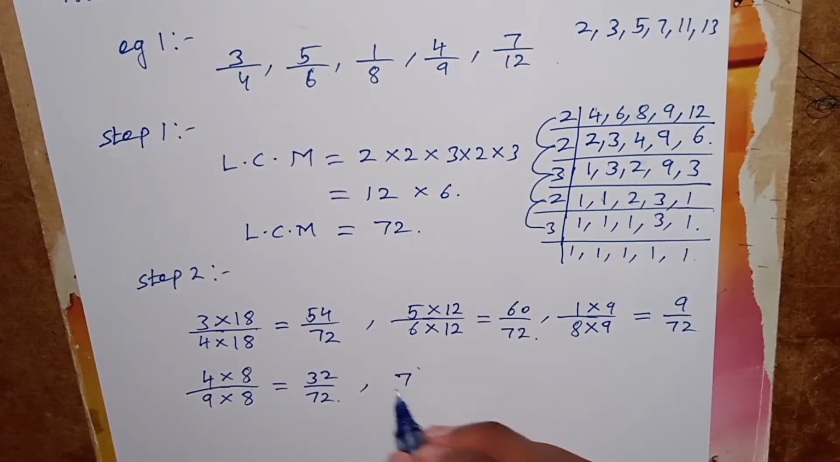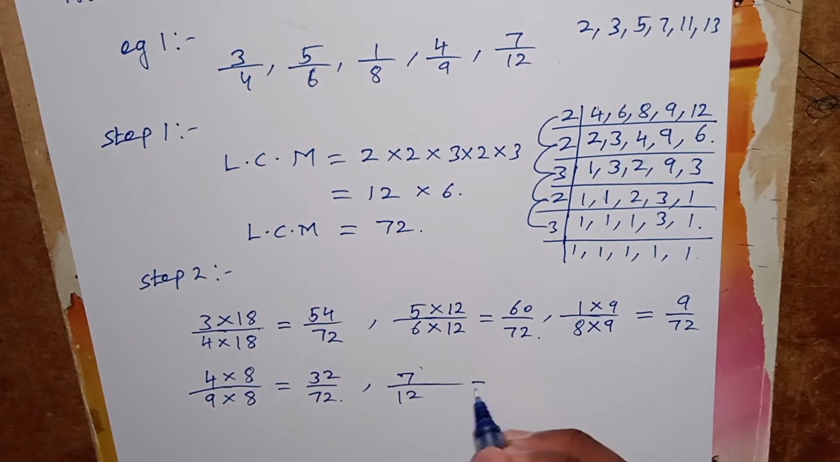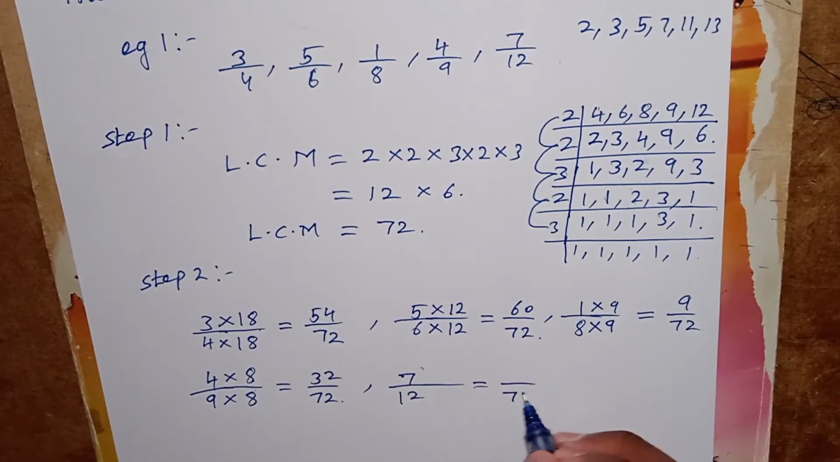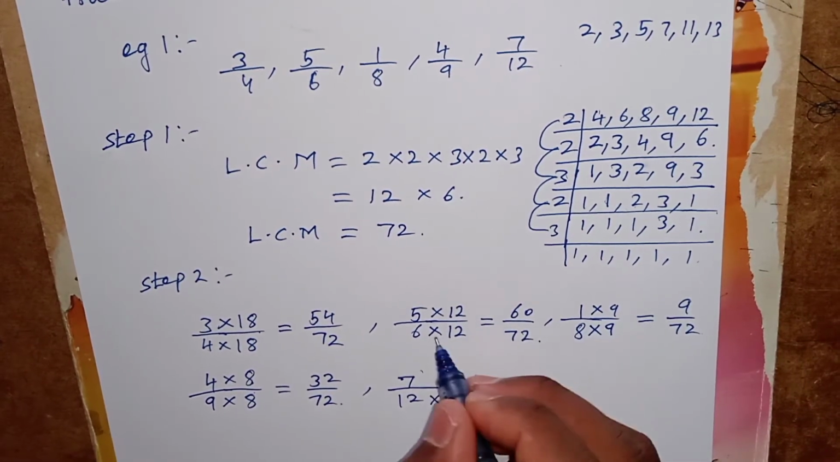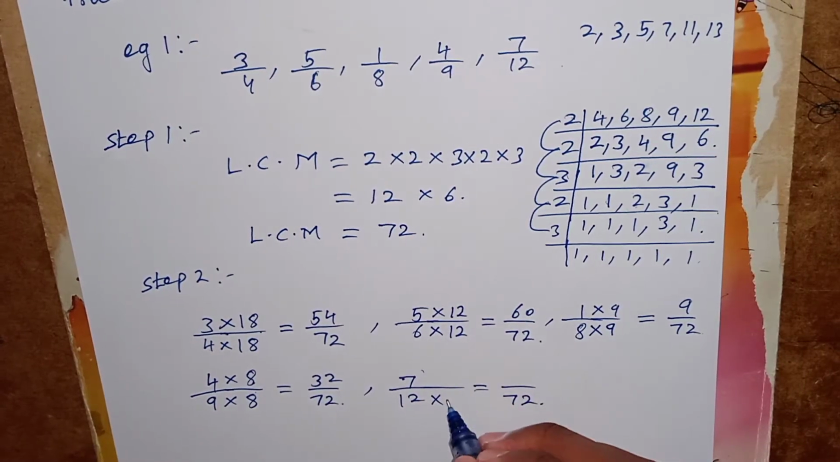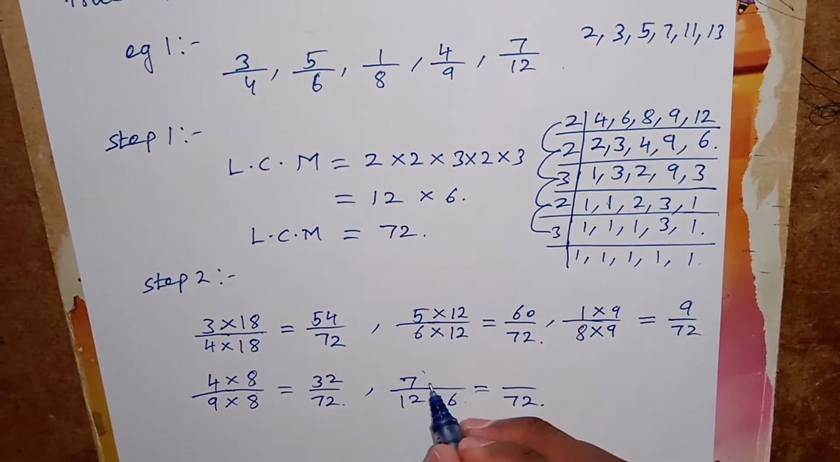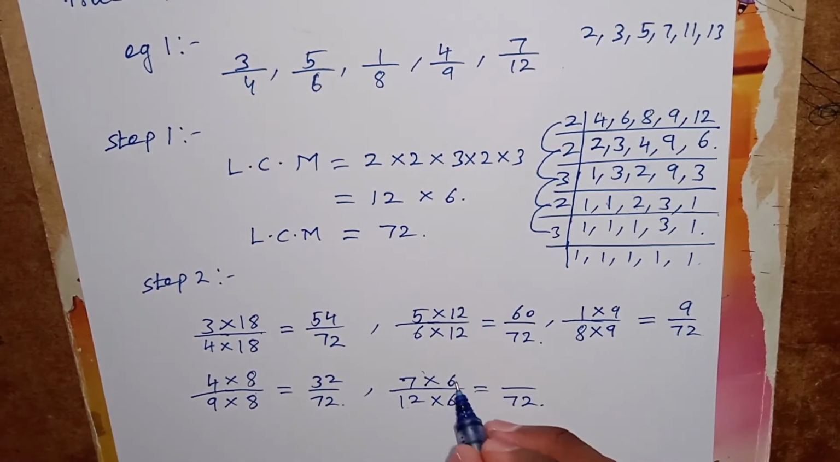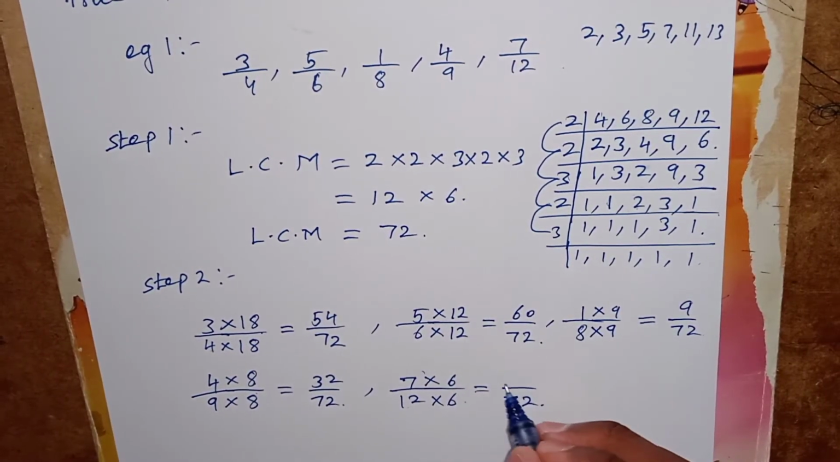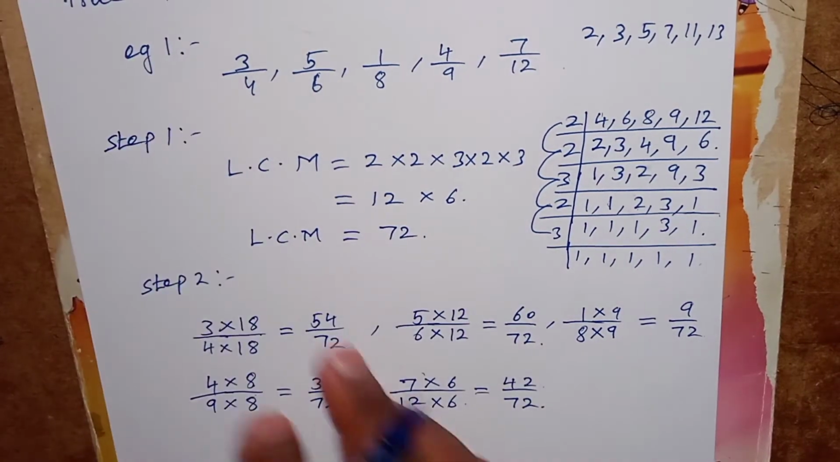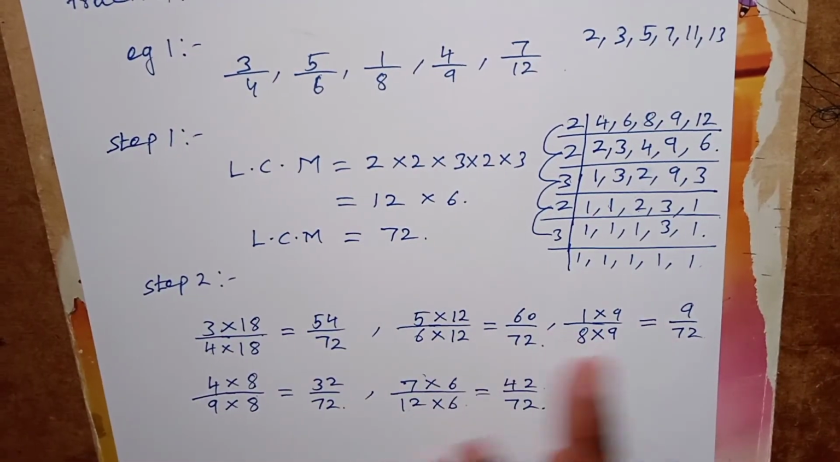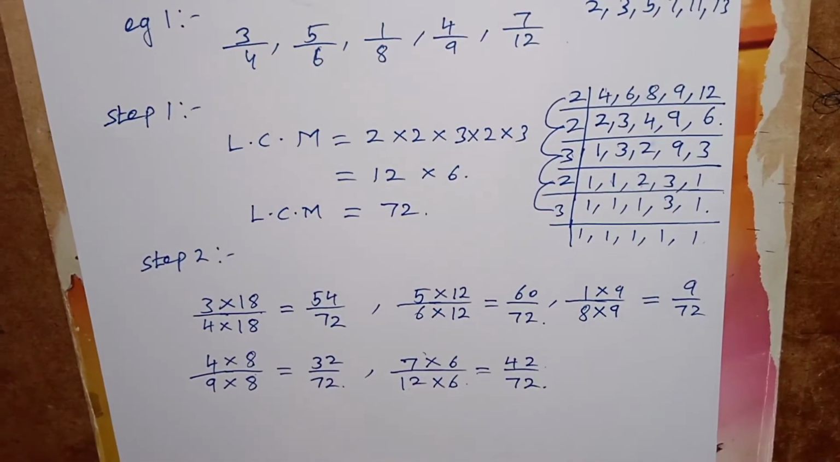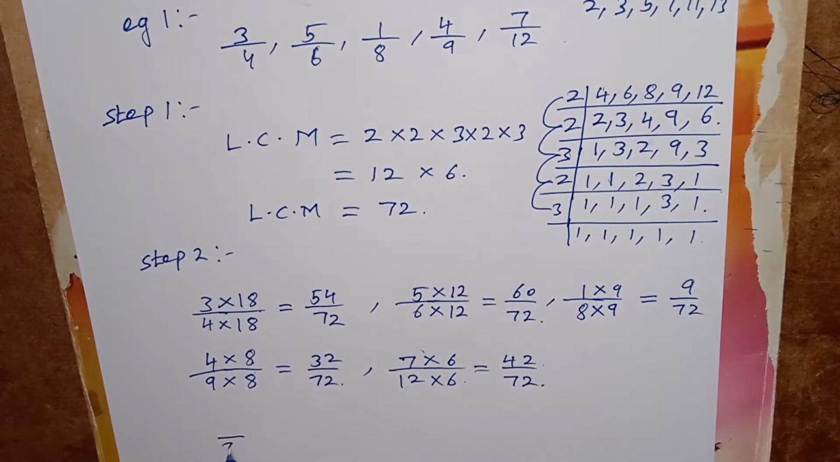Next 7 by 12. Here my LCM is 72. Here 12 6s are 72. Therefore here 7 6s are 42. Okay, I am converting each and every term. Okay, now you have to take them in order.